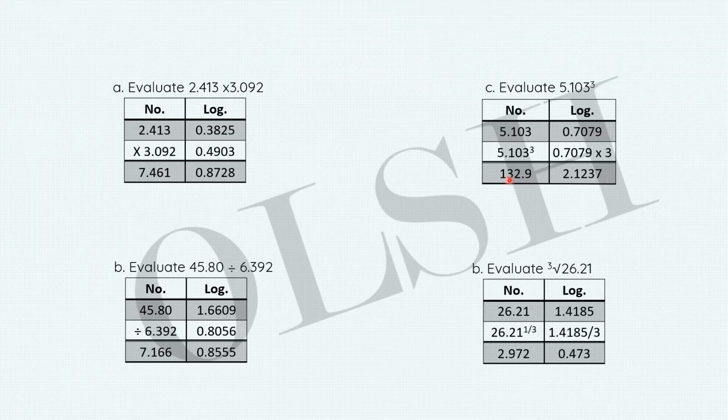So we do that for the last example. Alright, we have the cube root of 26.21. We find the log of 26.21, which gives us 1.4185. Of course, we multiply this by 1 over 3, which is the same thing as 1.4185 divided by 3. If we do that, we're going to get 0.473 as our answer. So we find the antilog of 0.473 and we get 2.972.